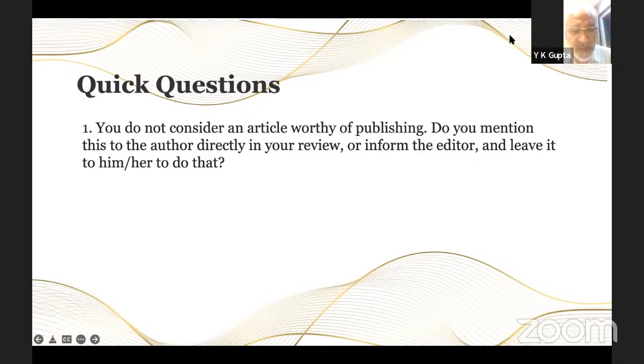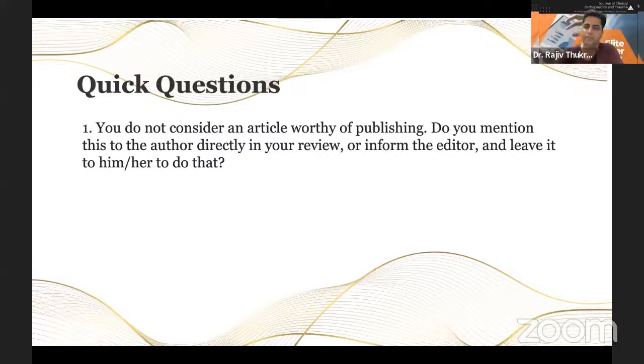I would say, if the article is exciting and must be known to the scientific community, I will strongly recommend to the editor that it should be published. If the article is fraud, does not have anything, and if I think that the editor should take a negative decision, I must communicate to him confidentially. There is always a method of writing directly to the editor without communicating to the author. So I would be doing both.